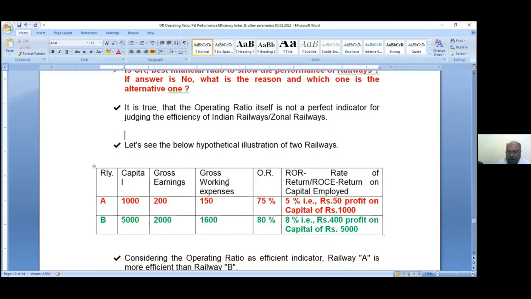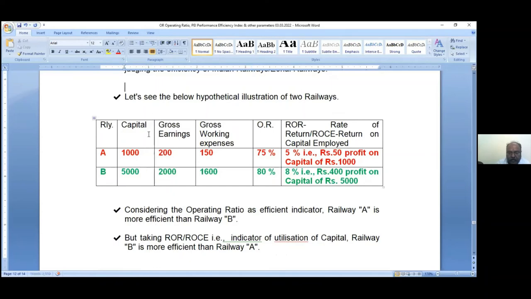Now I have taken one hypothetical illustration, please check. Railway A has capital of 1000, gross earnings of 200, and gross working expense of 150. Then the operating ratio is simple: 150 divided by 200, it is 75%. But if you check the rate of return, what is the profit? The year's surplus is 50 rupees on the capital of 1000. We can call it, from a commercial angle, profit. So 50 rupees is profit in commercial terms, earned on the capital invested of 1000 rupees. So what is the rate of return or ROC? It is 5%.